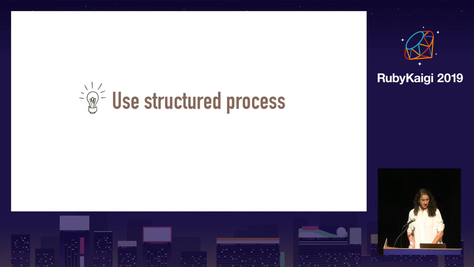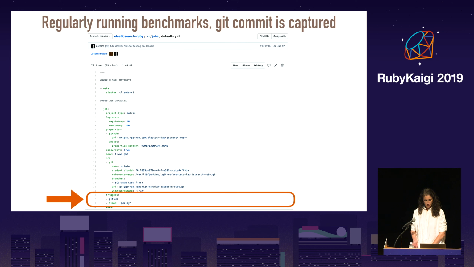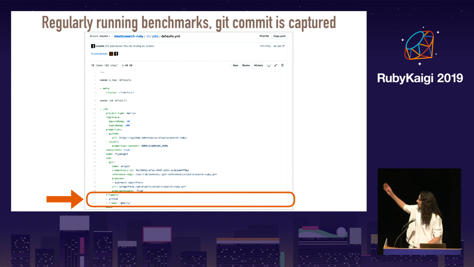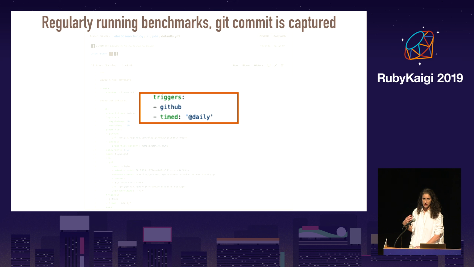Another best practice: use a structured process. That means measure things one step at a time. Don't try to do everything at once. And that translates into this, the definition of the benchmark job in Jenkins, where we say that the triggers are on a commit and daily. So any change to the code base will be measured, one step at a time, not a bundle of commits altogether, and then we also run them daily.